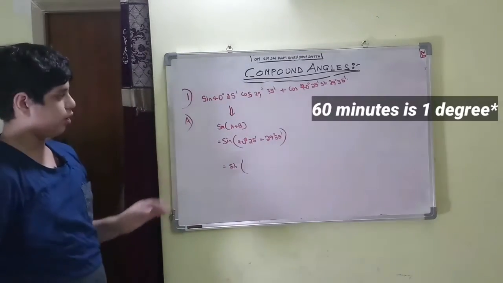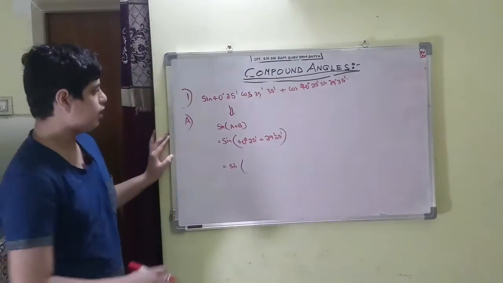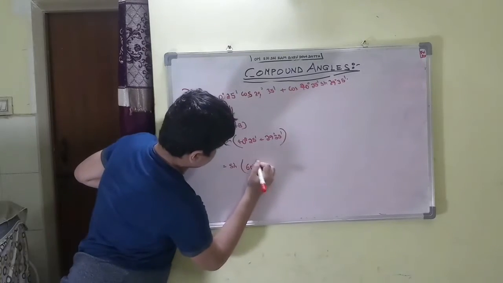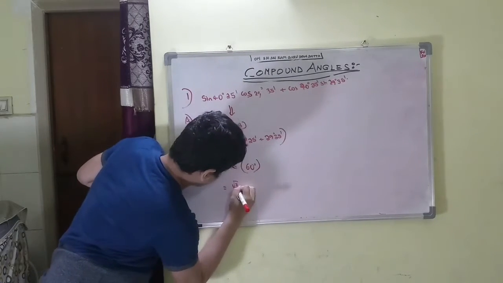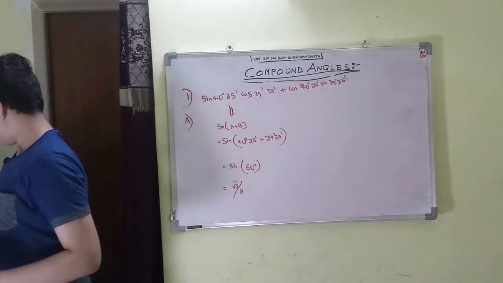So 60 minutes is 1 degree, I told you in the trigonometric ratios lecture. So 40 plus 29 is 69, and 25 minutes plus 35 minutes is 1 degree. So it will be sine 60 degrees, which is equal to root 3 upon 2. Okay, this is our first question.